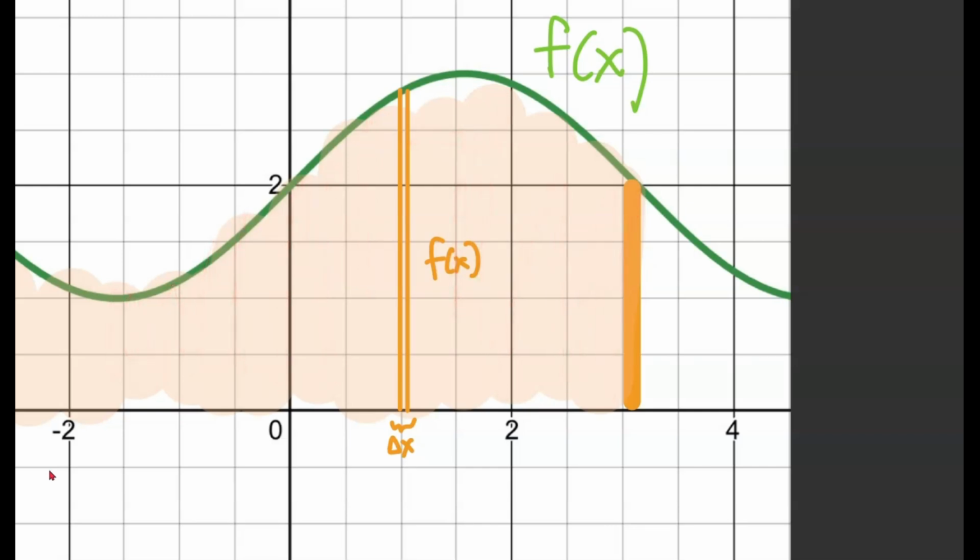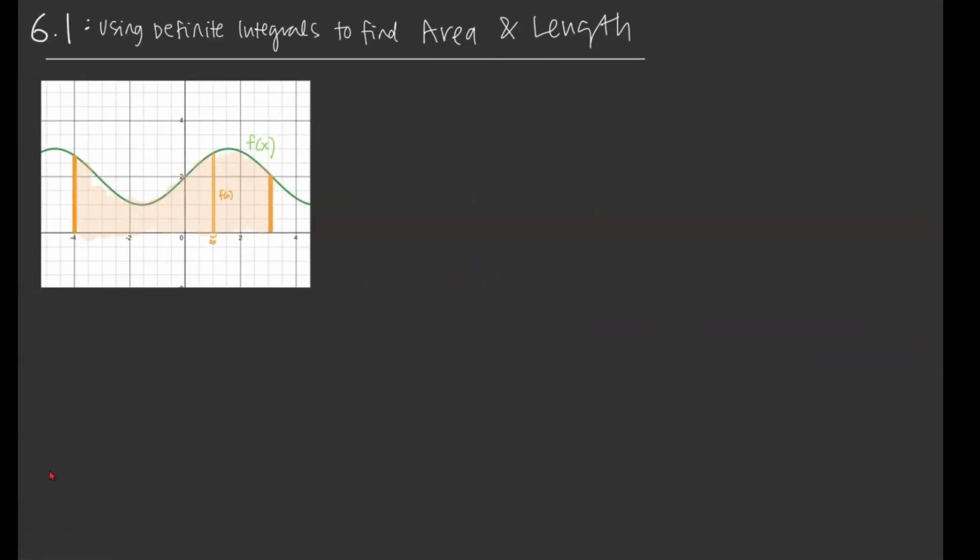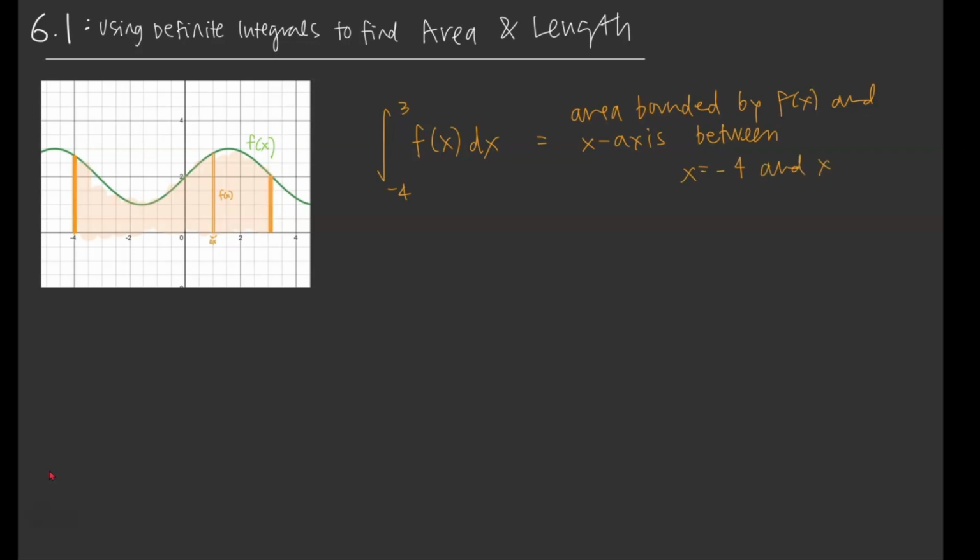And as delta x went to 0, or the number of rectangles went to infinity, this became an integral. And it was at first an estimate of the area under the curve, but as you take the limit as n goes to infinity, it becomes the actual area under the curve. And so this is not new to us. We know that that area under the curve is represented by the integral of f of x dx. And in this case, we wanted to go from -4 to 3. So this is area bounded by f of x and the x-axis between x equals -4 and x equals 3. This is just one of the interpretations of the integral.